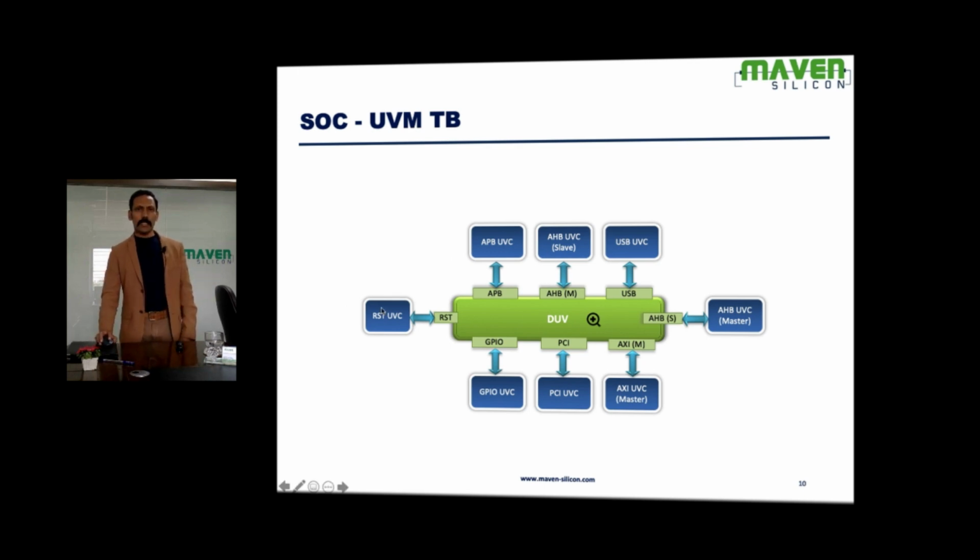So here we connect reset UVC with reset interface, APB UVC with APB interface, AHB UVC. In this case, the interface is master, so I configure this UVC as slave. Only slave agent is going to be there. And this is USB UVC. This is AHB slave, so I'm configuring the UVC as master. And this is AXI master, so I'm configuring the AXI UVC as master to master communication, or you can make it like slave. And PCI UVC, GPIO UVC.